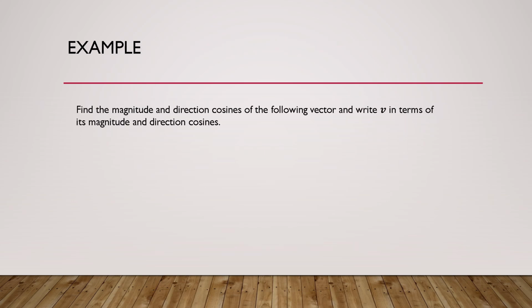As an example, find the magnitude and direction cosines of the following vector, and write v in terms of its magnitude and direction cosines. v = 2i - 4j + 5k. The magnitude of v equals the square root of 2 squared plus negative 4 squared plus 5 squared. Simplify to get the square root of 4 plus 16 plus 25, which equals the square root of 45. This can be simplified to 3 times the square root of 5.